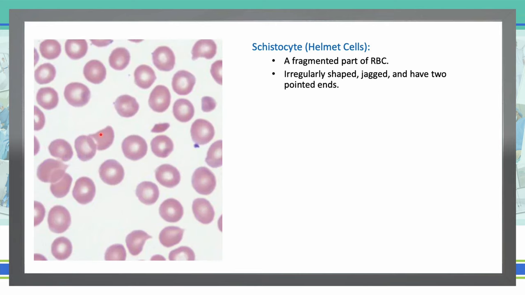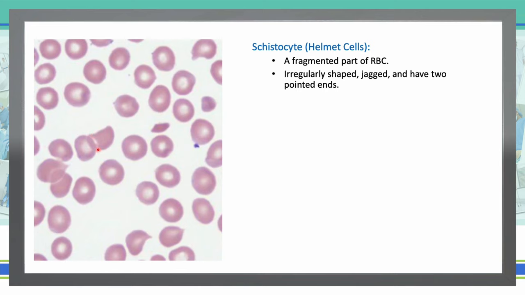Next, we have schistocytes, also known as helmet cells. They occur as a result of mechanical destruction of a normal RBC. This occurs when there is damage to the blood vessel and a clot begins to form. The formation of fibrin strands in the vessels occurs as part of the clot formation process. RBCs get trapped in the fibrin strands and the shear force of the blood flow causes the RBCs to break. And the resulting fragmented cells are known as schistocytes.